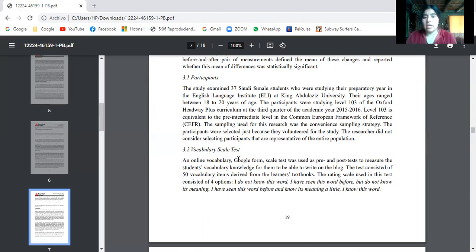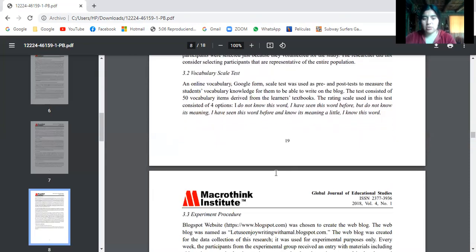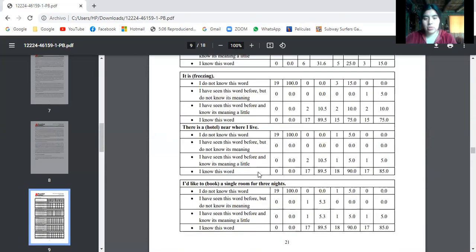For example, in this case, you are going to find in methodology about questionnaires, tests, interviews. You are going to find here when the researchers apply each of them with a specific group or specific people. As you can see here, in participants, we have 37 female students. As you can see here in methodology, you are going to have more specific details.